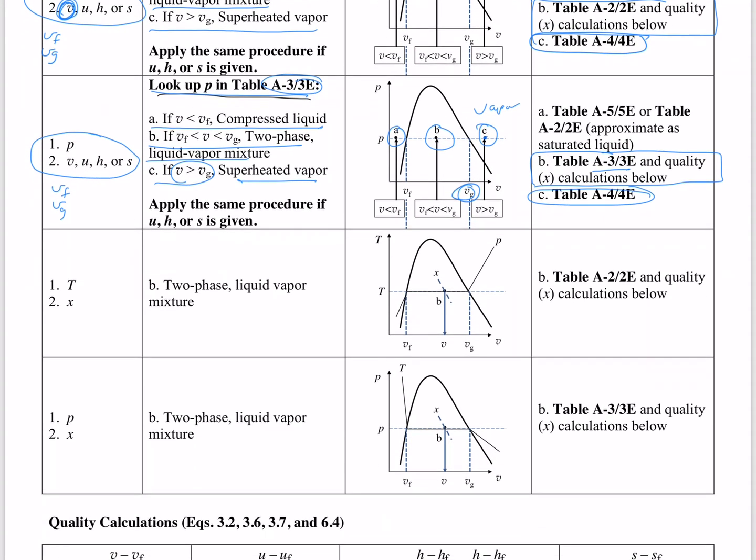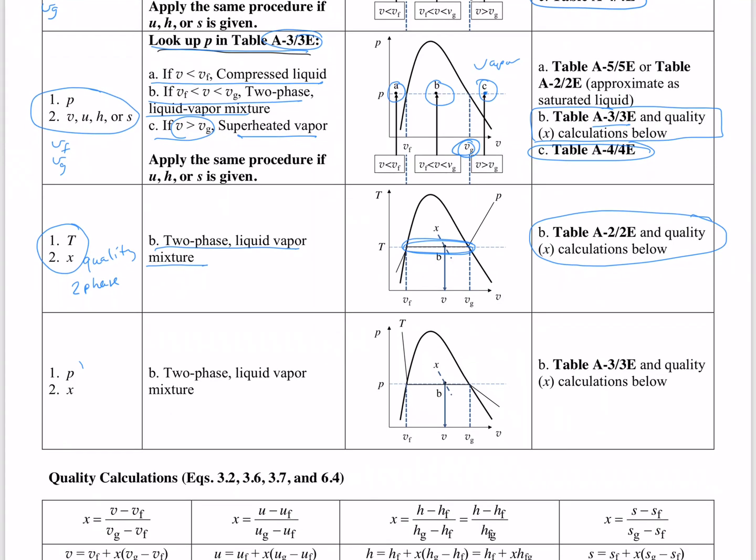If we are given temperature and quality, then we know that you only have quality if you're in the dome. You're only in here, there's no other place you would be. Quality means that you are a two-phase mixture, never completely liquid or vapor. Then we would just use table A2 with quality, and we can also use the calculations below.